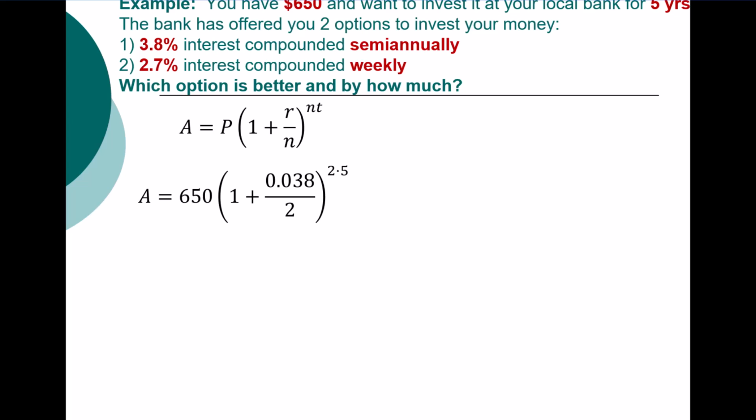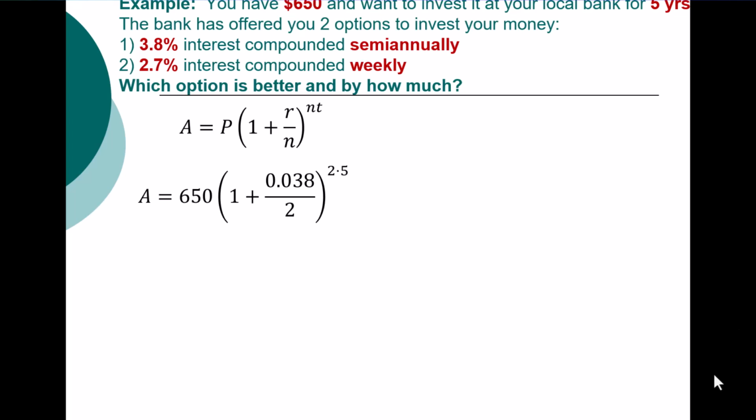So we're going to take our amount, or A, our total amount, is going to be our initial amount, or our principal, $650, times 1 plus our rate, which is 3.8%. So we're going to be moving that decimal two places to the left. 1, 2. We're going to fill that in with the 0. It's going to be 0.038, which is the same as 3.8%.